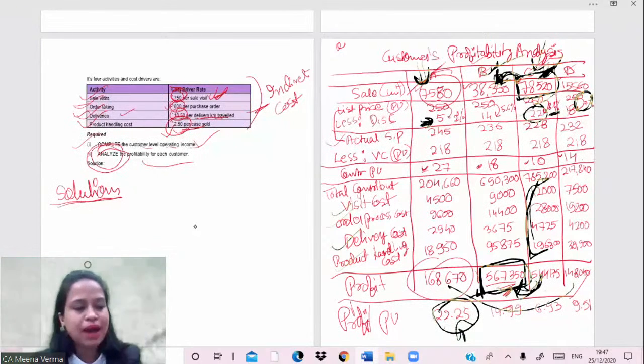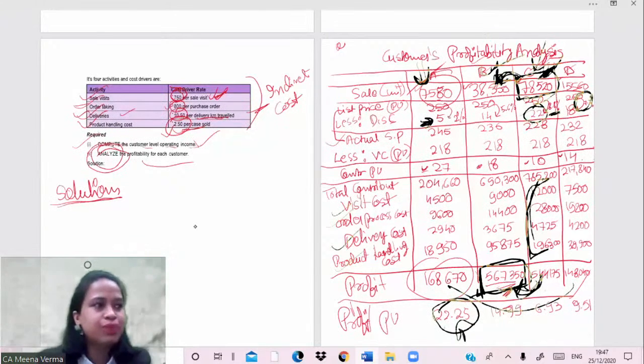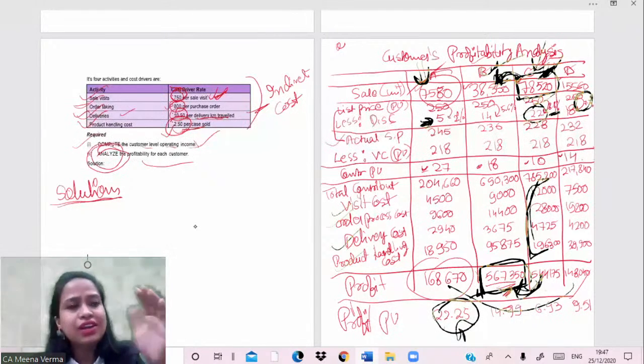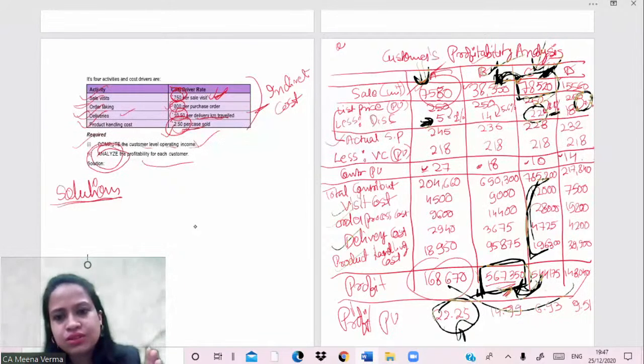If you buy during a year more than 40,000 units, you are a 5-star customer. If you buy more than 20,000, you are a 4-star customer. In this way, sorry, if you buy more than 50,000, you are a 7-star customer. If you buy more than 20,000, you are a 5-star customer. So in this way, they have created a category of their own customers.